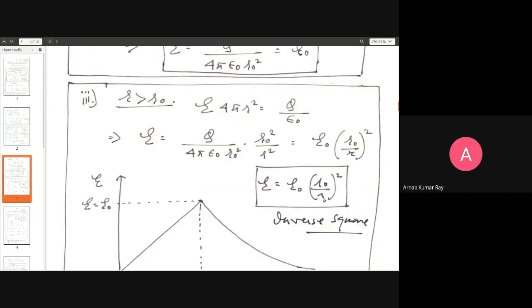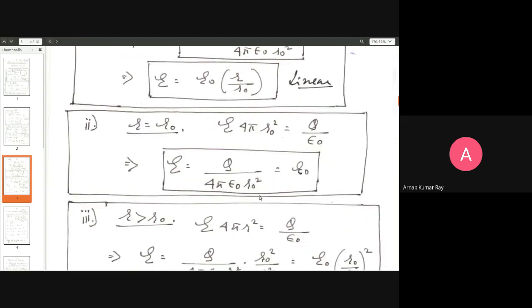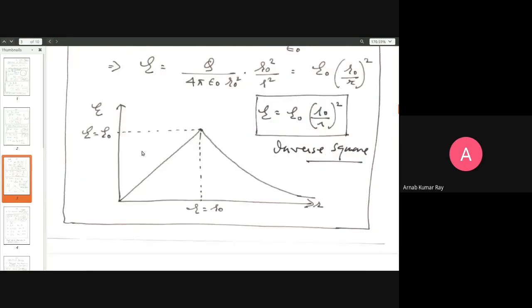So basically, this will be inverse square. You see, E naught is a constant quantity, R naught is a constant quantity. So basically, E is proportional to 1 upon R squared. So that's an inverse square formula, whereas here, it's a linear formula. And at R equal to R naught, it's E naught. So if you were to graphically plot this, at R equal to R naught, it's E equal to E naught. Before that, E starts with a linear relationship, ends here, and then thereafter it falls off as 1 upon R squared beyond that.